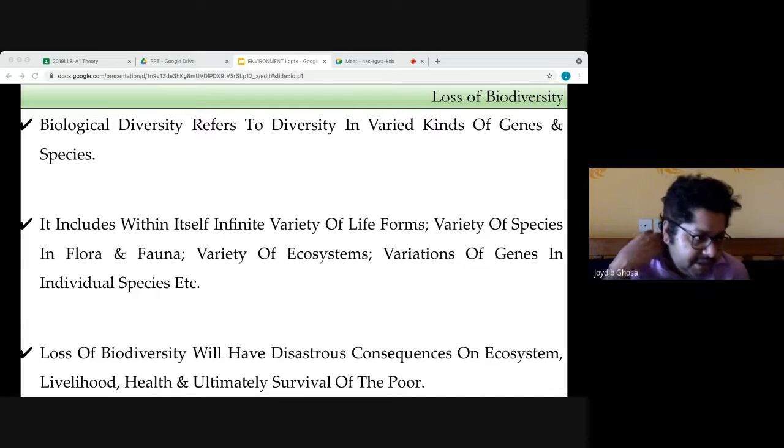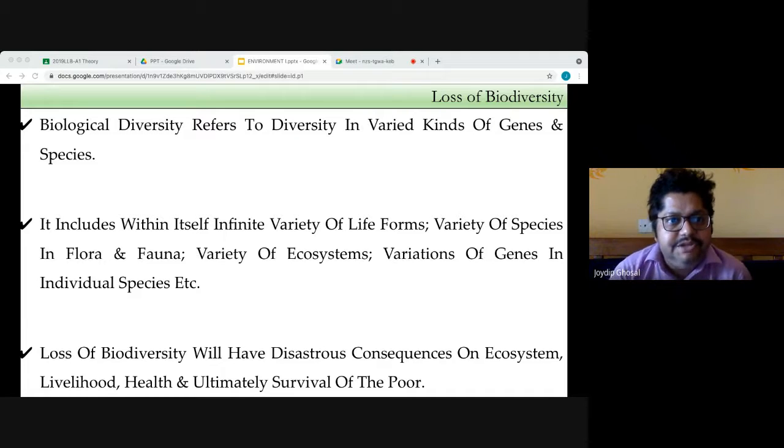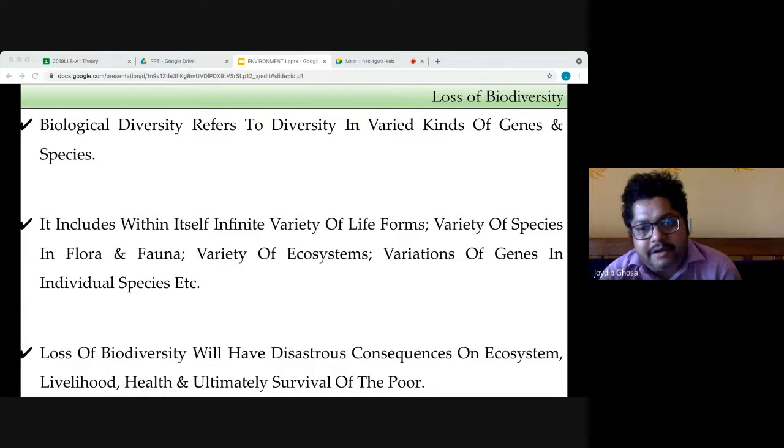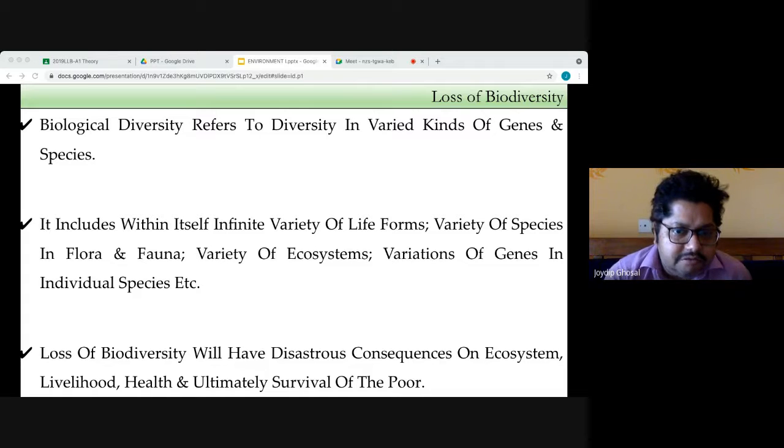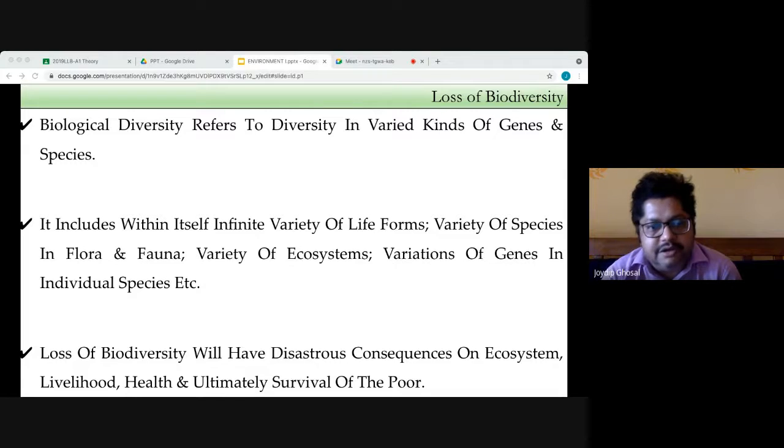Biological diversity can be referred to as diversity in various kinds of genes and species. Okay, so it includes an infinite variety of life forms, variety of species of flora and fauna, variety of ecosystems, and variations of genes in individual species. Various human activities have either direct or indirect impact on biological diversity. Due to loss of habitat, soil degradation, climate change, pollution and over-exploitation of biological resources, substantial and irreversible loss to biodiversity has been reported. So loss of biodiversity will have disastrous consequences on ecosystems, livelihood, health, and ultimately the survival of the people.